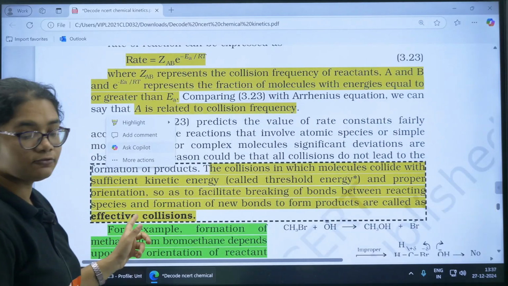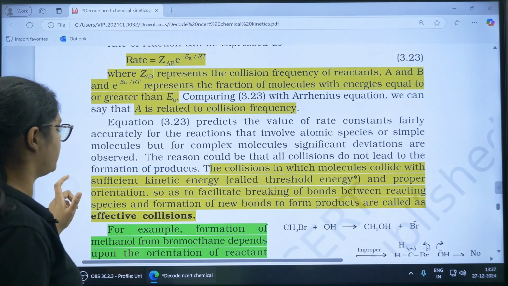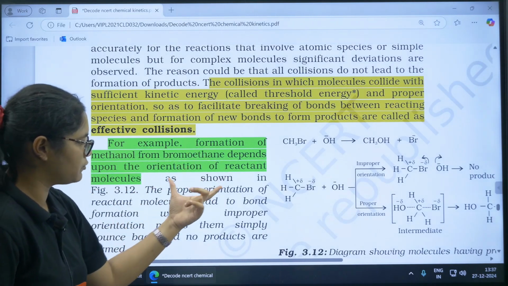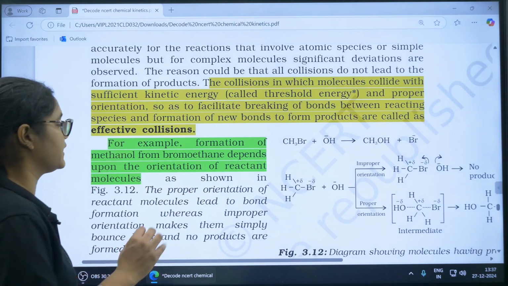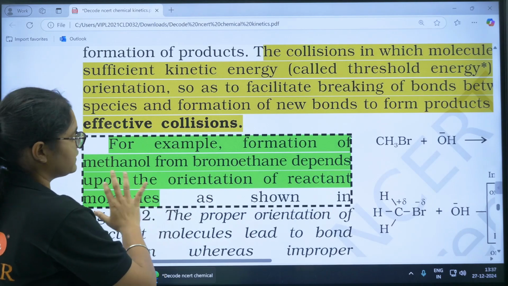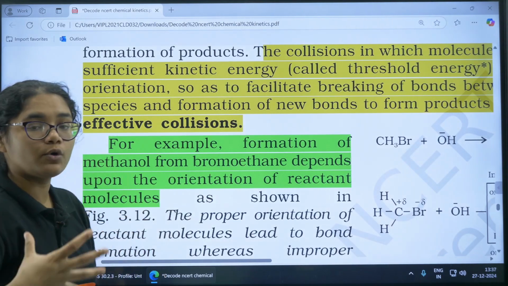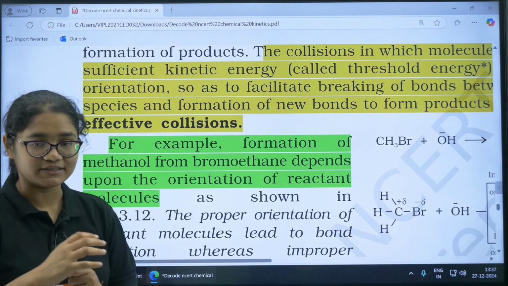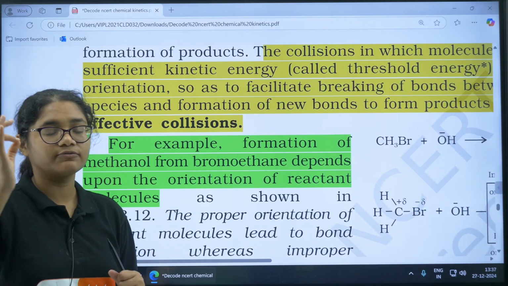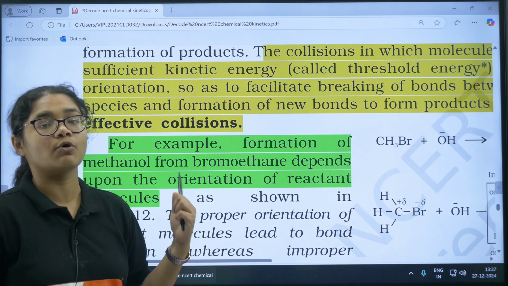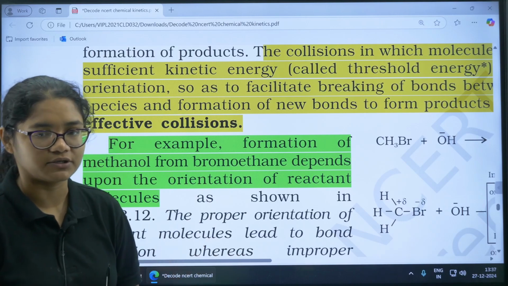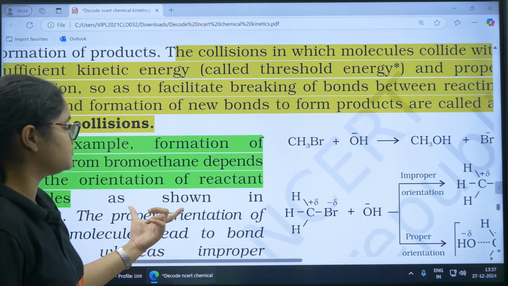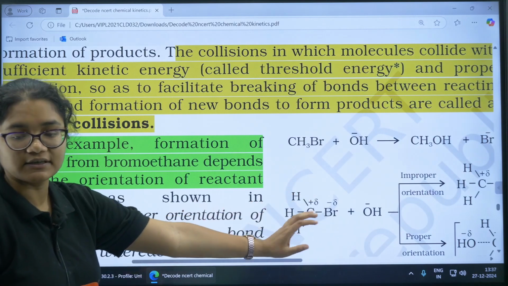Next, what is effective collisions? This is super important. You should know the definition of effective collisions. Next, the example of effective collision is given. So suppose a question is asked like explain effective collision with an example, or explain the role of orientation in an effective collision. Write down this question that I am saying: explain the importance of orientation in an effective collision with example. In that case, you have to give this particular example, how proper orientation actually matters in a reaction.